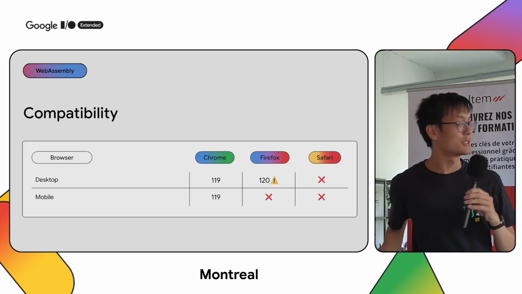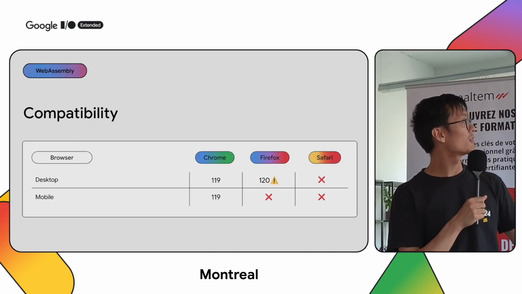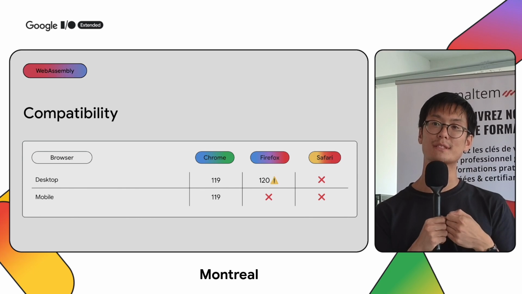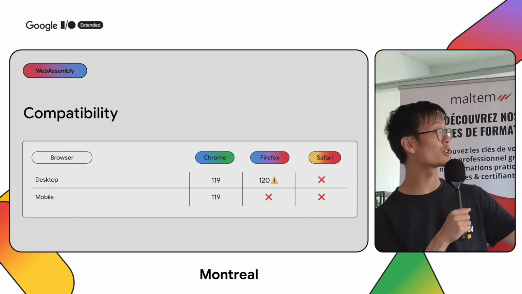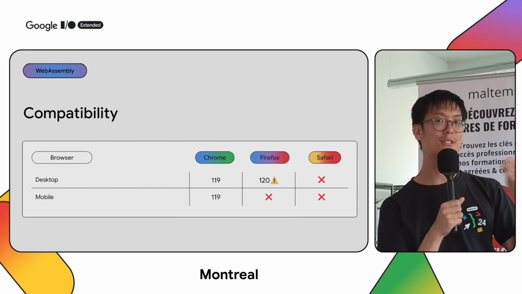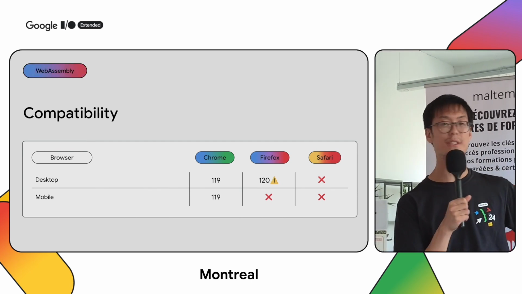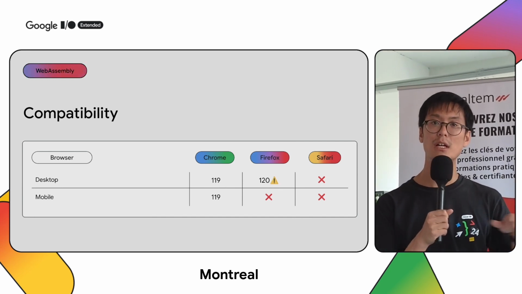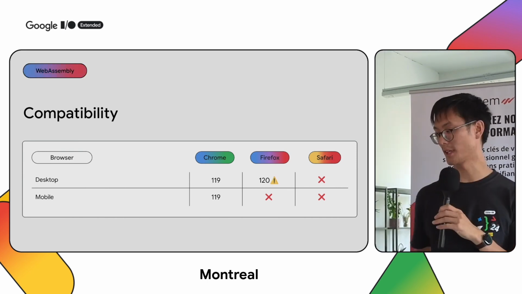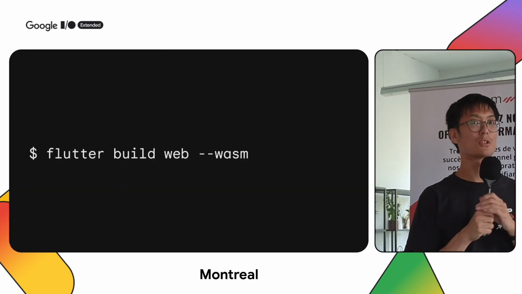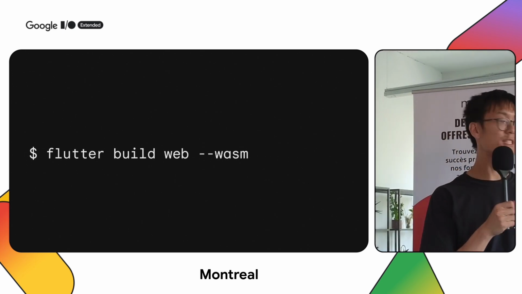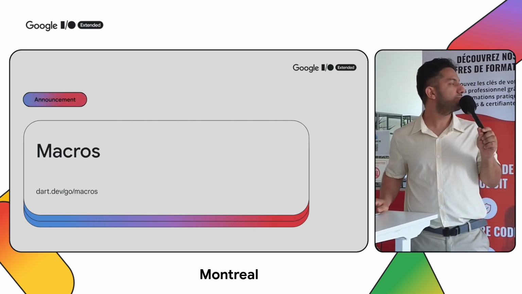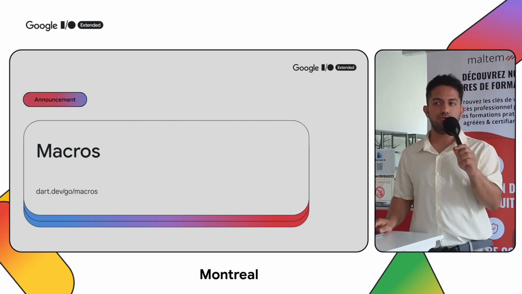So what about compatibility? For now, Flutter by Google is available on Chrome. What they needed from WebAssembly is the garbage collector. The WebAssembly garbage collector is only available on Chrome 119, and Firefox is working on it. They implemented it, but they still have limitations. And Safari, we haven't heard about it. To compile an app, you compile for web and you just specify that you want it on wasm.